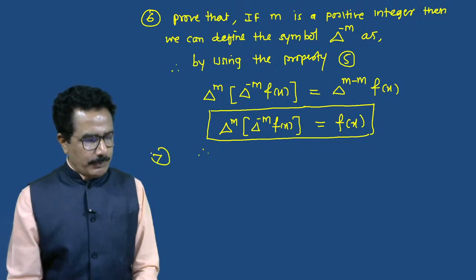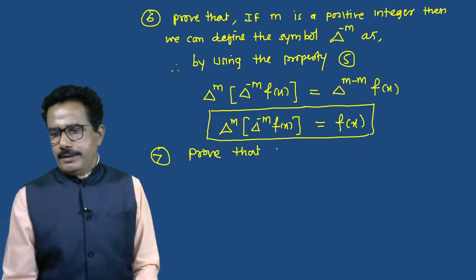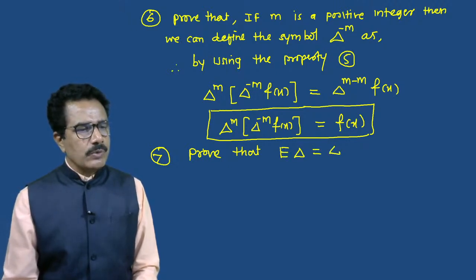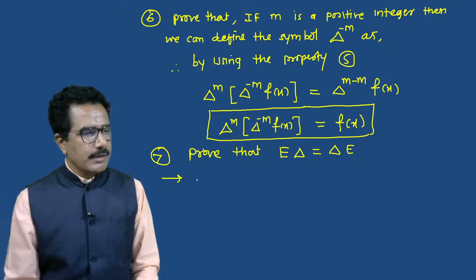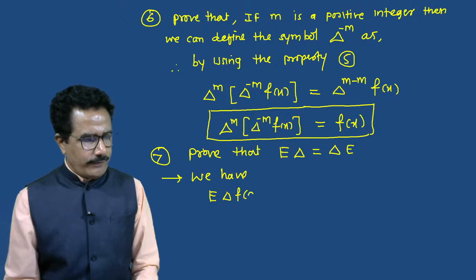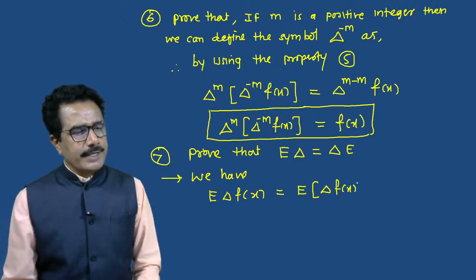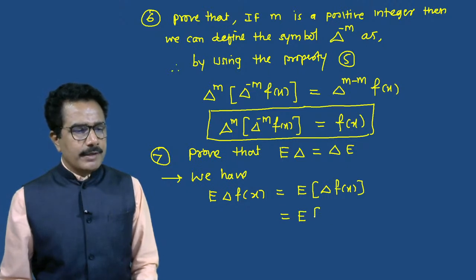And the last, 7th property, prove that E delta is equal to delta E. Now we have E of delta f of x, that can be written as E of delta f of x, that is equal to E of delta f of x.